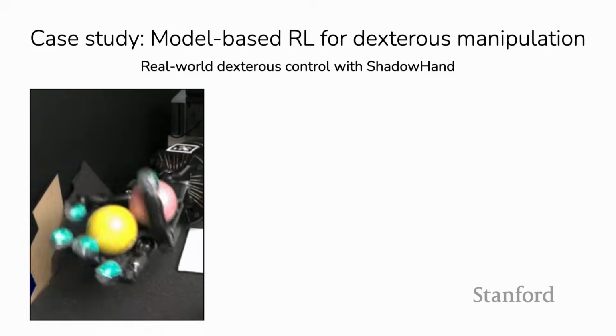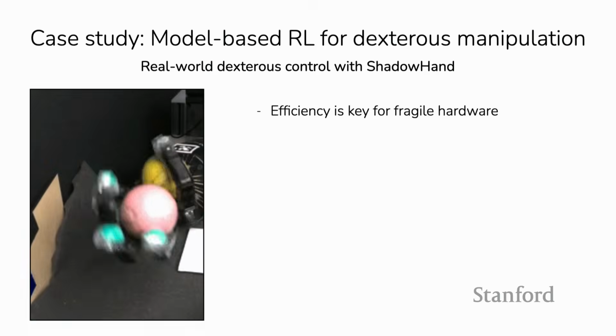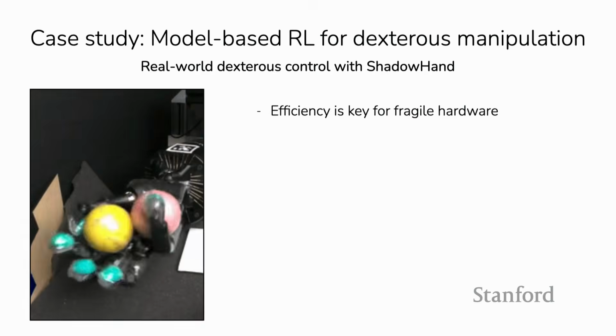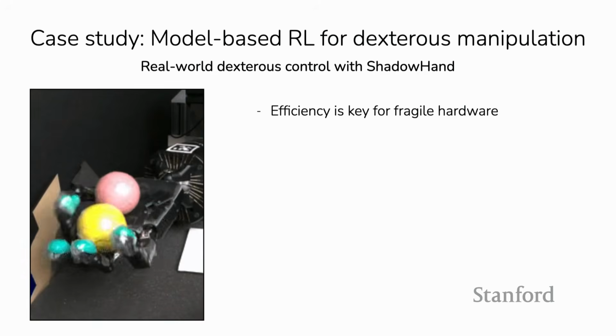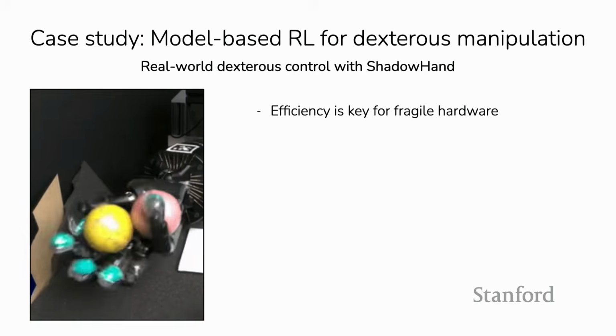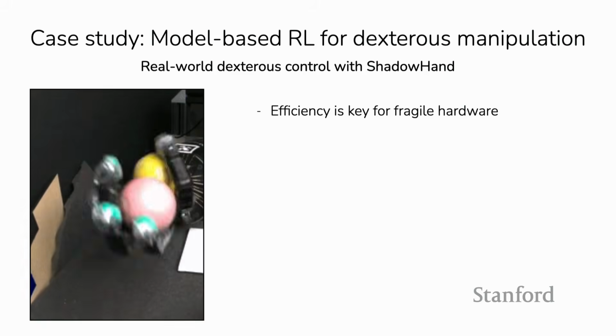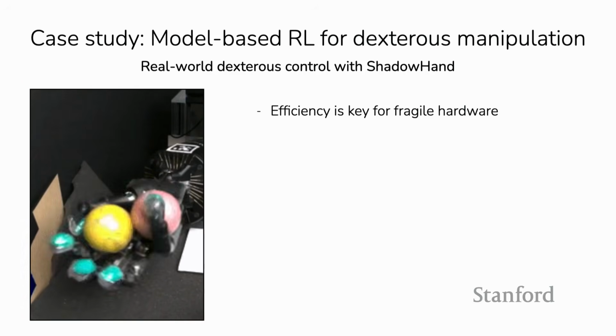And then they also did it on a real hand using the method that we talked about. Data efficiency is really important for fragile hardware. This robot hand is very fragile. There actually is one at Stanford in the Gates building, and I think all the students are afraid to touch it because they don't want to break it. And then they have to figure out how to fix it because it's also really complicated.